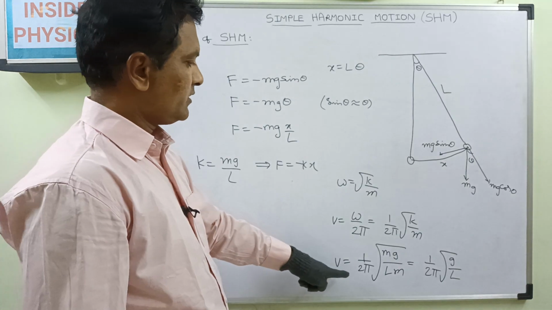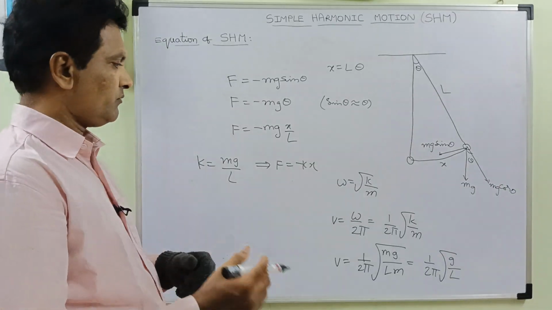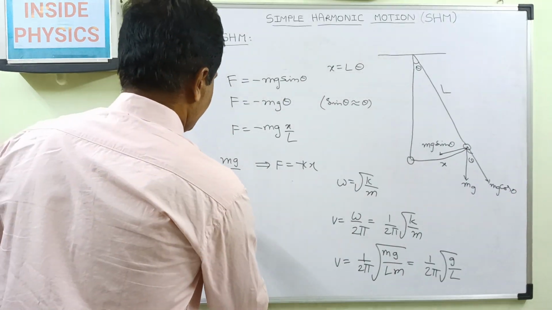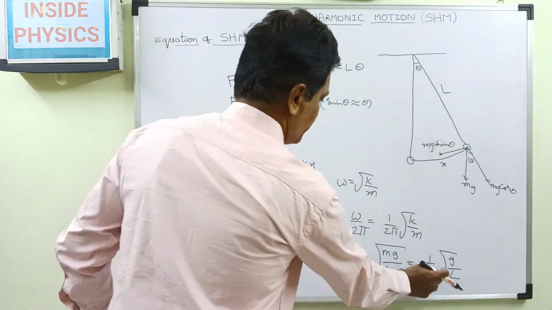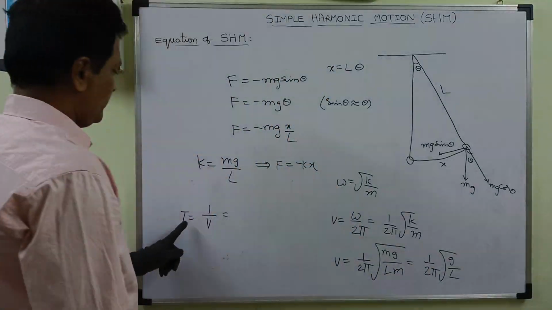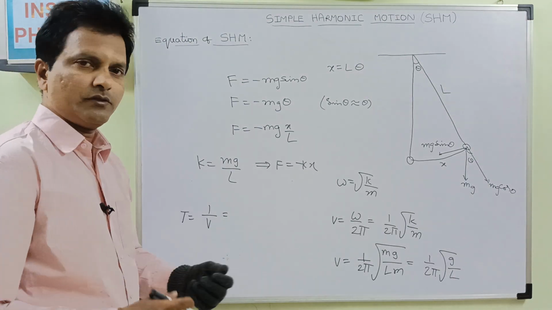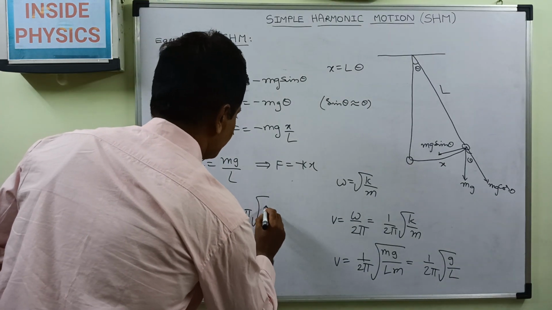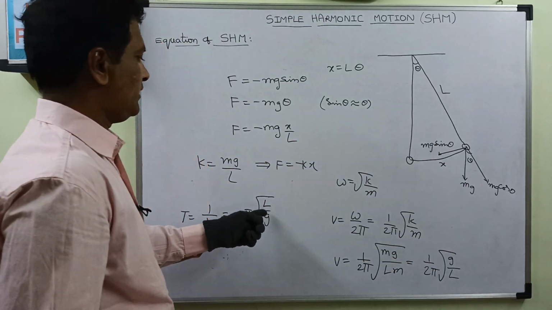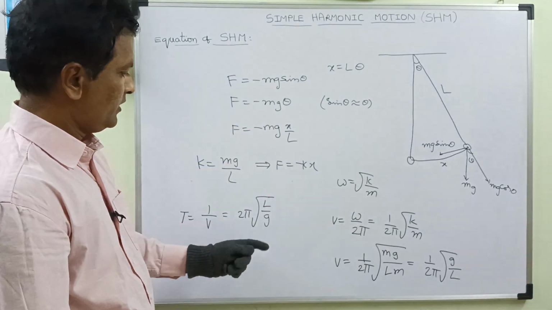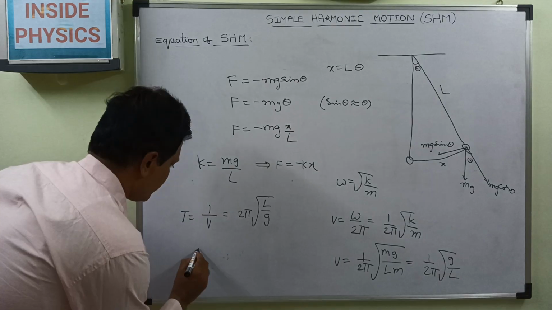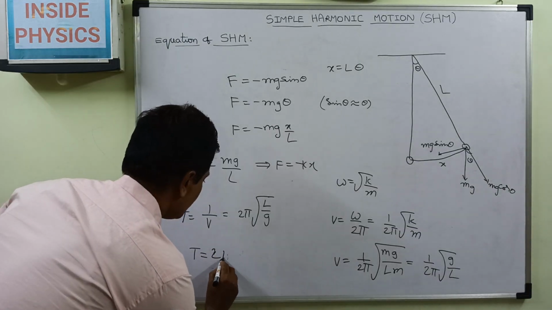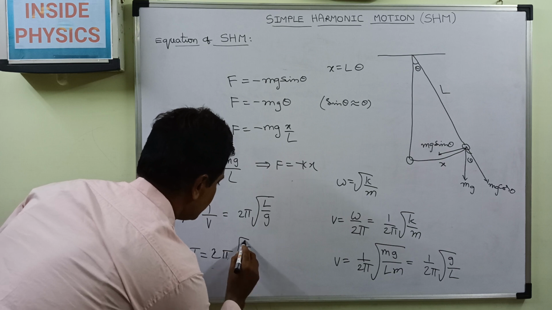So in this way, if you want to get the time period, what we have to do? We know that time period is equal to 1 by frequency. So the frequency is 1 by 2 pi root of g by L. So T is equal to, we know time period is the reverse of the frequency. So here the equation will become 2 pi into root of L by g, where L is the length of the pendulum, that is length of the string, and g is acceleration due to gravity. So finally we can write the time period of simple pendulum is 2 pi into root of L by g.